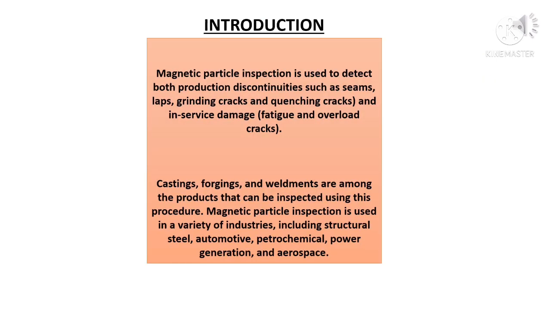Firstly, I will introduce magnetic particle inspection. Magnetic particle inspection is used to detect both production discontinuities such as seams, laps, grinding cracks and quenching cracks, and in-service damage such as fatigue and overload cracks. Besides, castings, forgings, and weldments are among the products that can be inspected using this procedure. Magnetic particle inspection is used in a variety of industries, including structural steel, automotive, petrochemical, power generation, and aerospace.